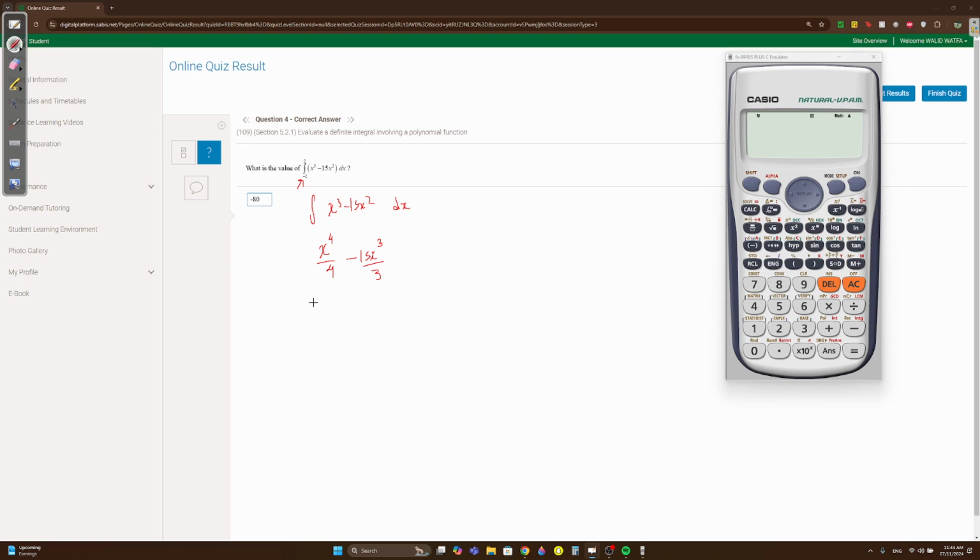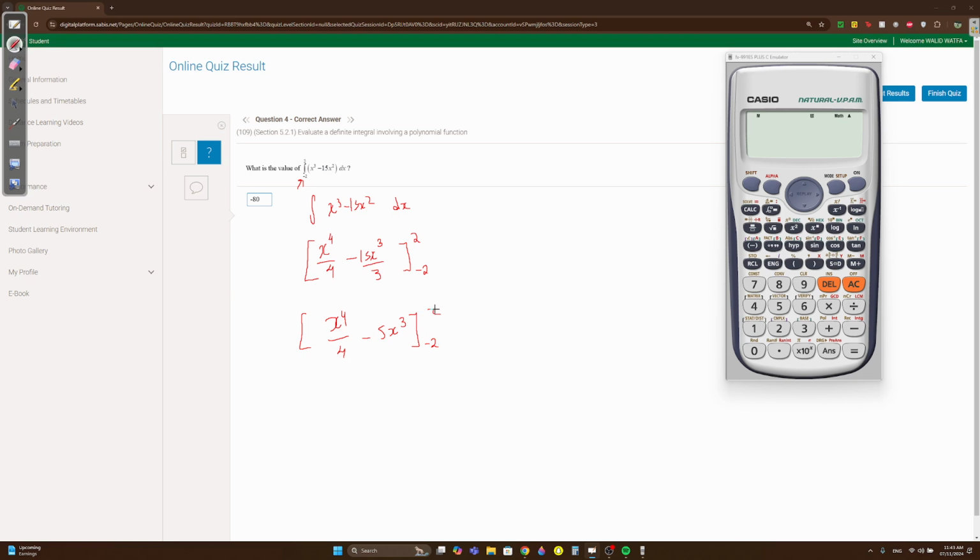So this is it. We need to find this from minus 2 to 2, right? So you write it like this. Let's simplify a bit to make our lives easier. You're going to get x to the 4 over 4 minus 5x cubed, and then you have to put minus 2, 2. Why I don't like these questions? Because there's a lot of solving, okay?